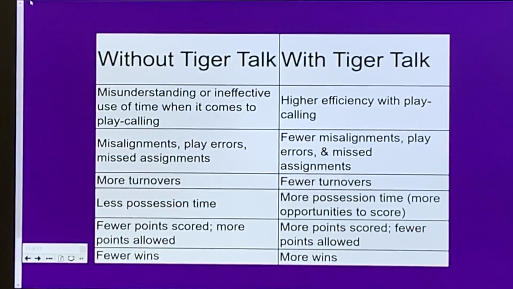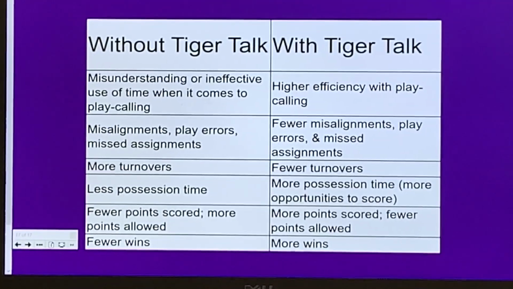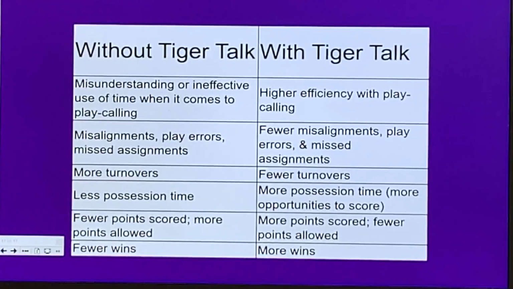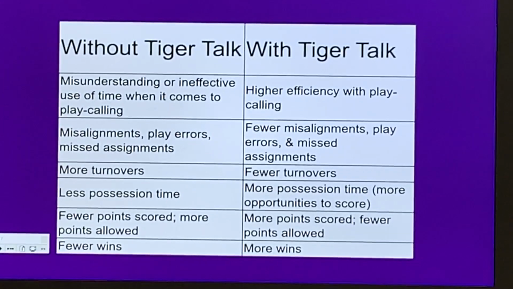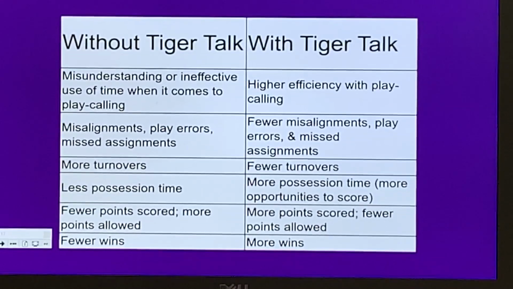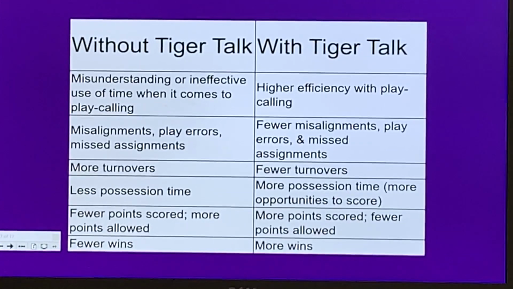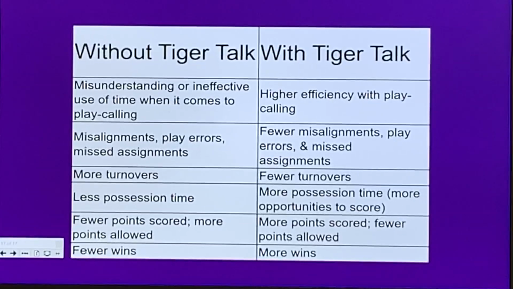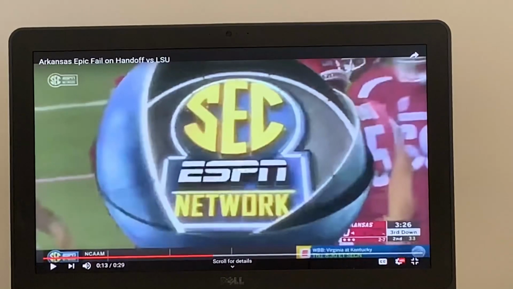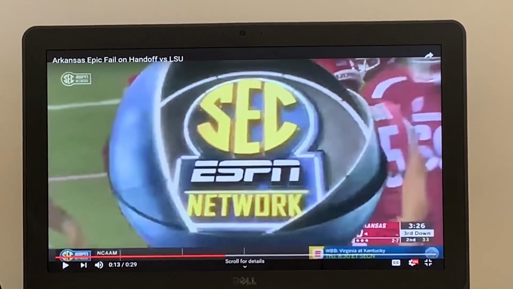Without Tiger Talk, some of the problems your team can face are misunderstanding or ineffective use of time when it comes to play calling, misalignments, play errors, missed assignments, more turnovers, less possession time, fewer points scored, more points allowed, and fewer wins, which would make your football team look like this.